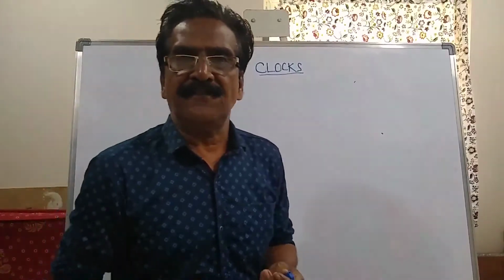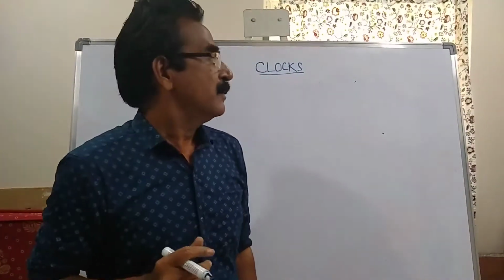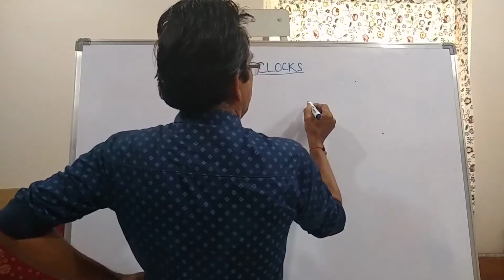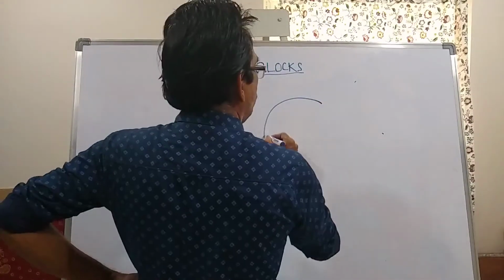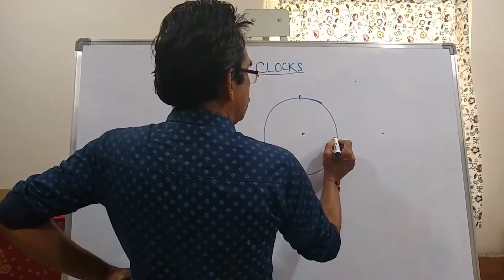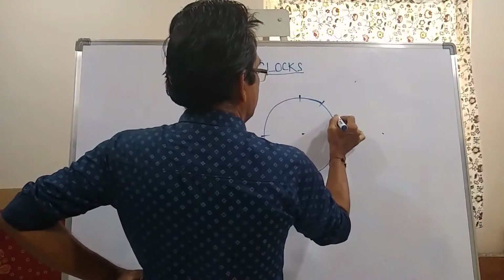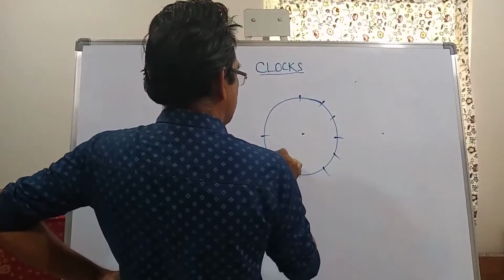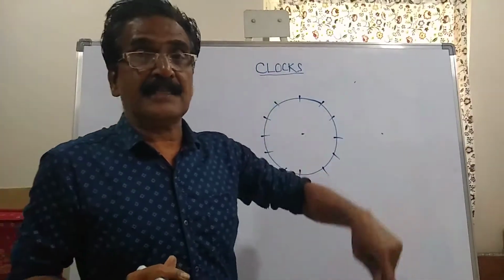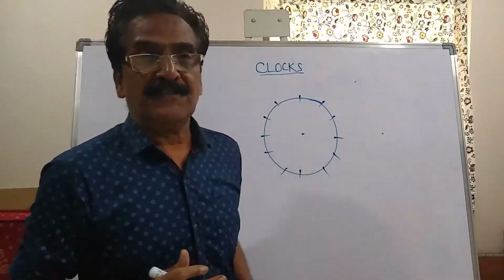Next, mirror image, friends. Mirror image. See, normally, how do you find a time in a mirror? You will get inverted images in a mirror. The left side appears as if it is the right side, and the right side appears as if it is the left side.